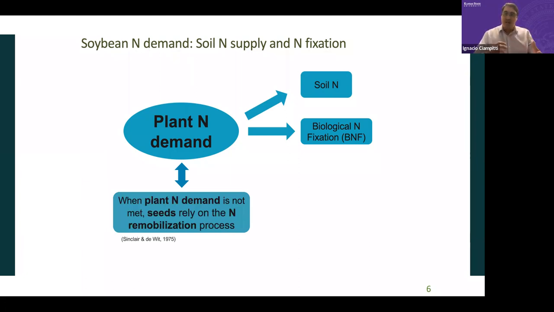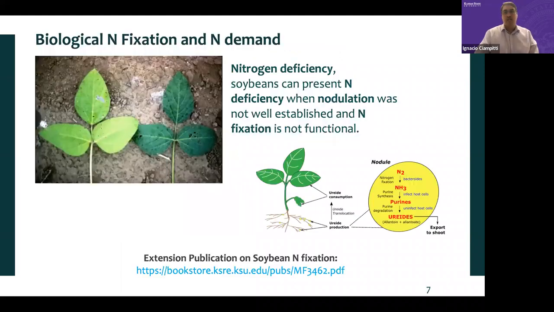And then we know that the plant tries to modulate, and in many situations when the demand is not met, it is really trying to remobilize, moving that nitrogen inside of the plant. This is a process that we call remobilization that usually happens towards the end of the season. And the plant usually does this process in terms of satisfying the amount of nitrogen that the seeds need for reproductive purposes.